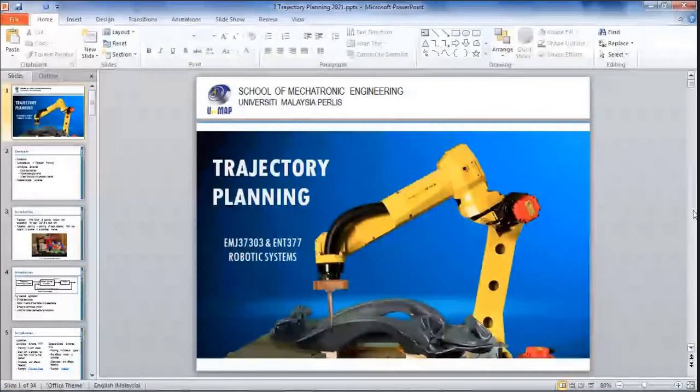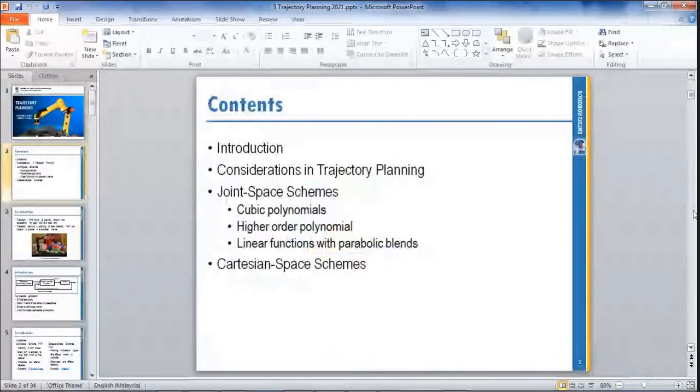Trajectory planning is not so difficult a topic. You just calculate your position, velocity, and acceleration. They have joint space scheme. So you have three types of trajectory planning, which are cubic polynomial, higher order polynomial, and linear function with parabolic blends. So there are three schemes.